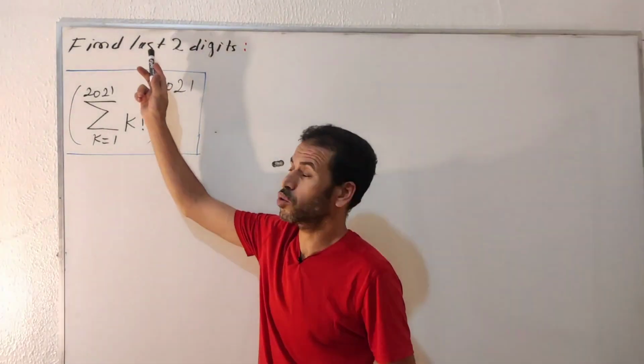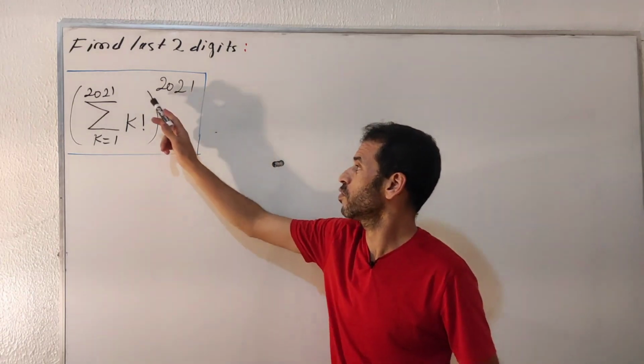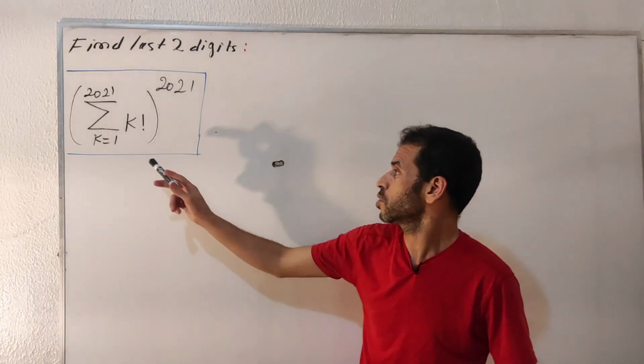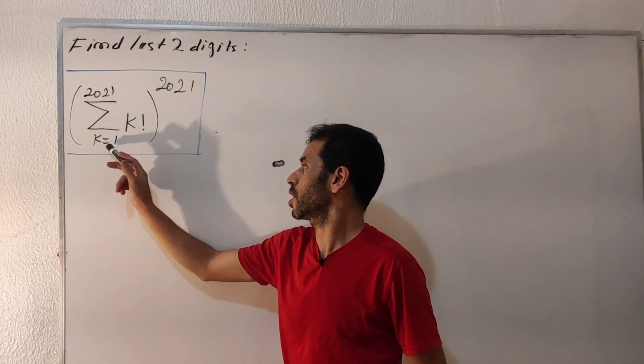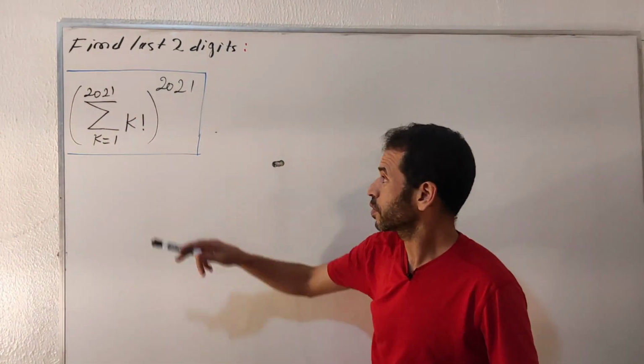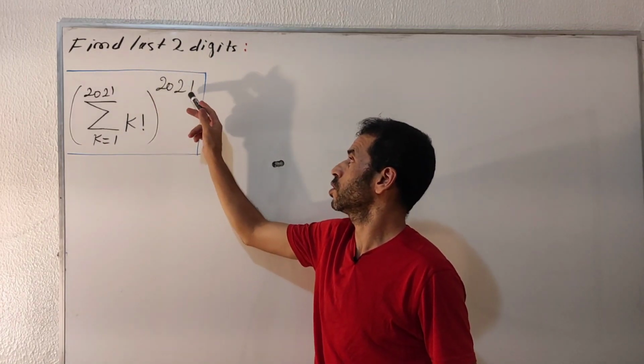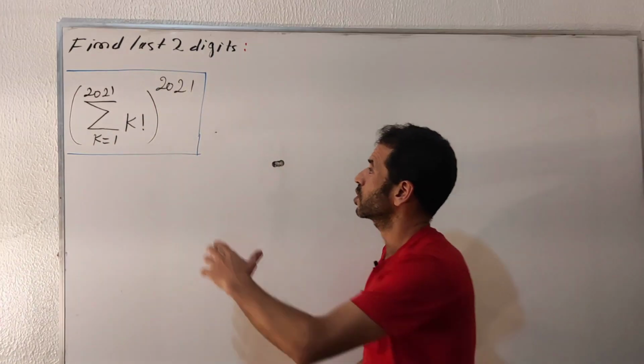So in today's video I have brought you a very nice problem. The question: we are going to find the last two digits of this huge number. We have the sum as k goes from 1 to 2021 of k factorial, all raised to the exponent of 2021. What do we mean by last two digits?